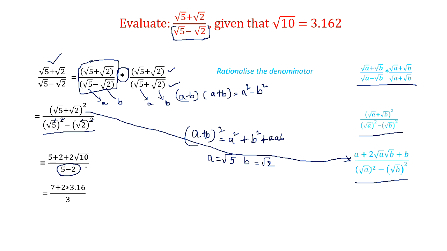Now we substituted 3.16 in the place of root 10. So 5 plus 2 is 7, and the denominator 5 minus 2 is 3. So let's look at the next step. After calculating, 7 plus 2 into 3.16 is 6.324, and adding it to 7, you'll get 13.324. Divided by 3 is approximately 4.441. Let us see the next question.